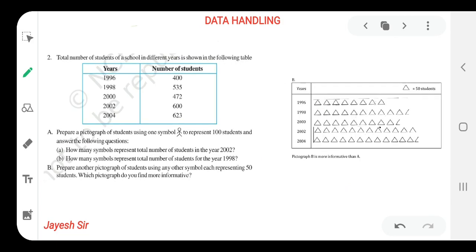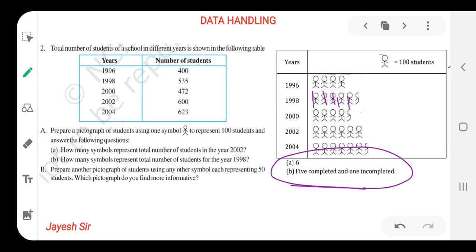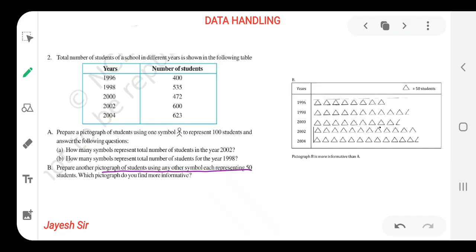Now in the next slide, why have I put it on the next slide? Because in question B, what is there? Prepare another pictograph. We need to prepare another pictograph using any symbol other than the previous symbol. What was the previous symbol? The one student symbol was there in previous A type sum. Now in B type, another symbol we need to use, and each symbol should represent 50. So we need to divide each and every year's students by 50.